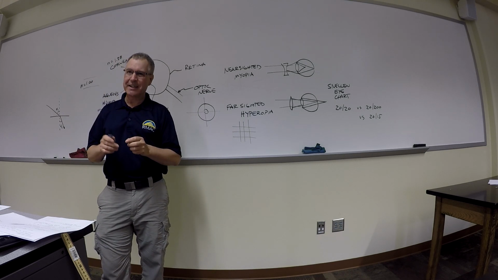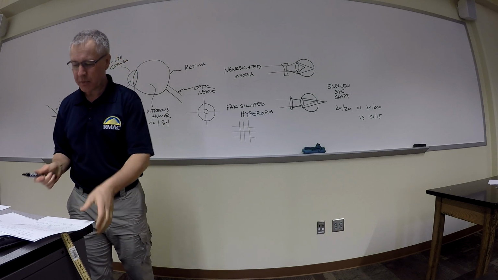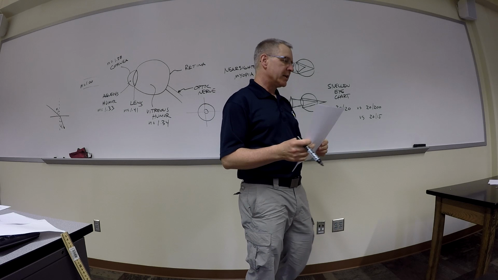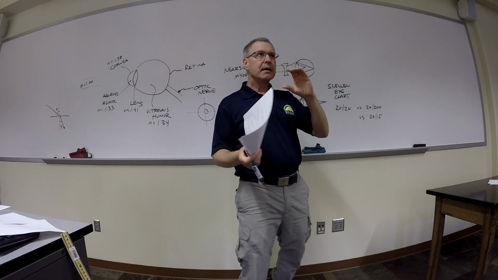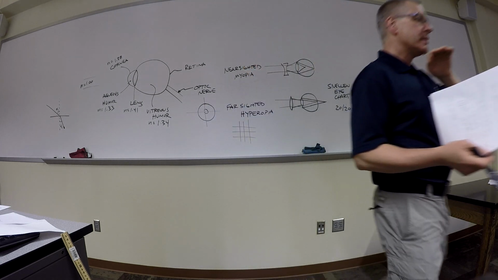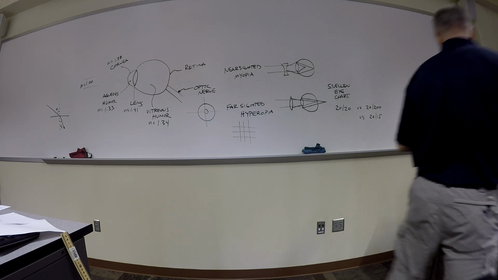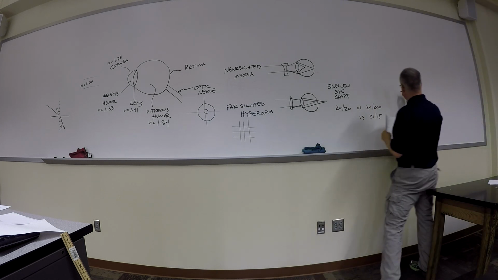That can be corrected for with lenses, and the way you can do that is with cylindrical lenses. So I'll try and sketch what a cylindrical lens would look like. It's basically taking a tube and slicing it in half the long way, and that would be a cylindrical lens. I'm going to try and draw a couple pictures here.